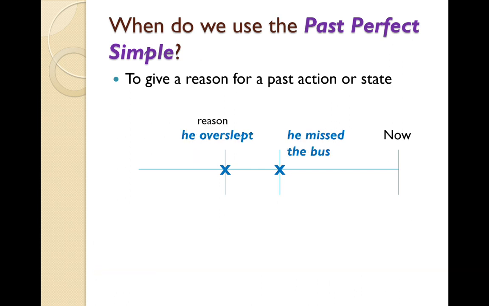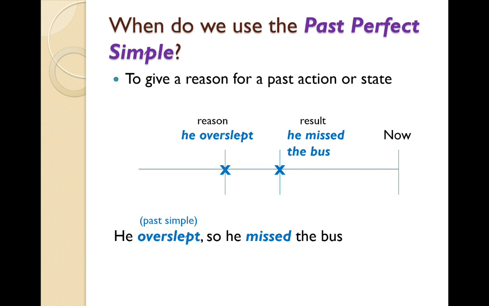He overslept. That's the reason. And what happened? The result is that he missed the bus. He overslept, so he missed the bus. We use the past simple for the reason and the past simple for the result.